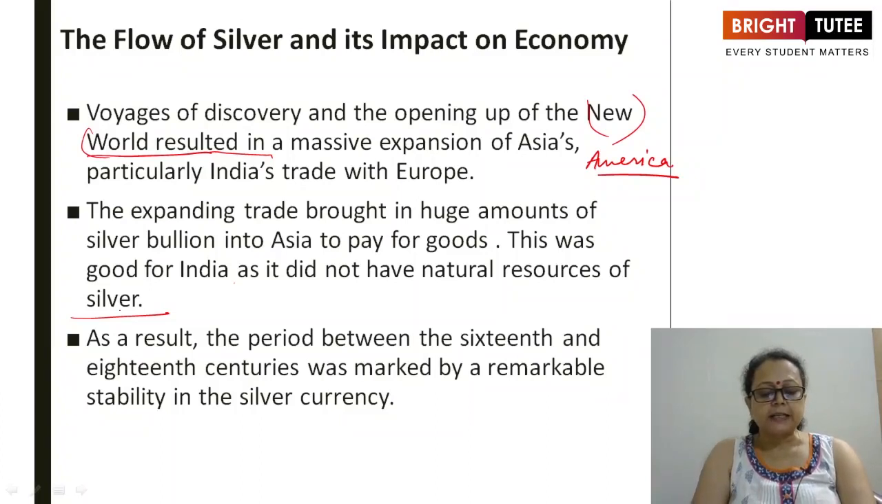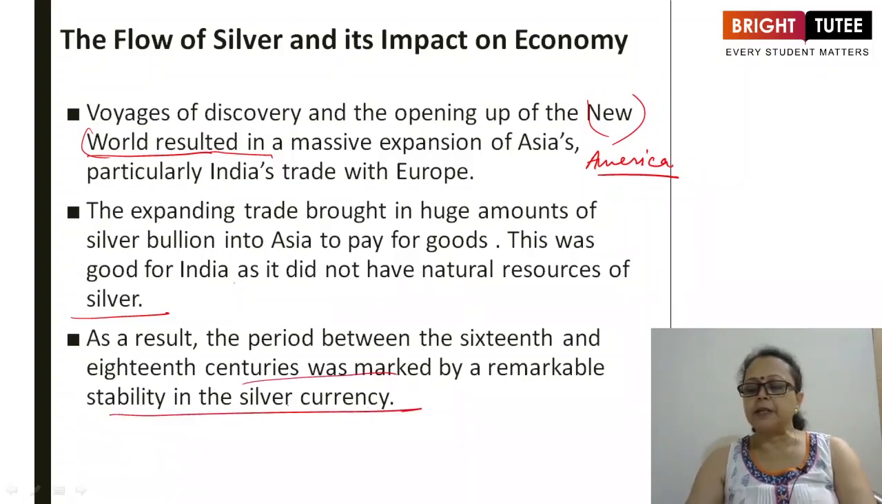So what it says is that, as a result, the 16th and the 17th century saw a remarkable stability in the availability of metal currency in our country, especially of the silver rupiah in India. This facilitated the minting of coins and the circulation of money in the economy. It also increased the ability of the Mughal state to extract taxes and revenue in cash from its subjects and its tributary states. So there was remarkable stability in the silver currency.